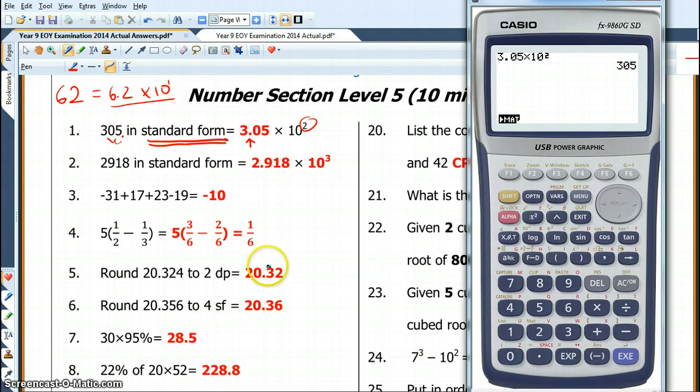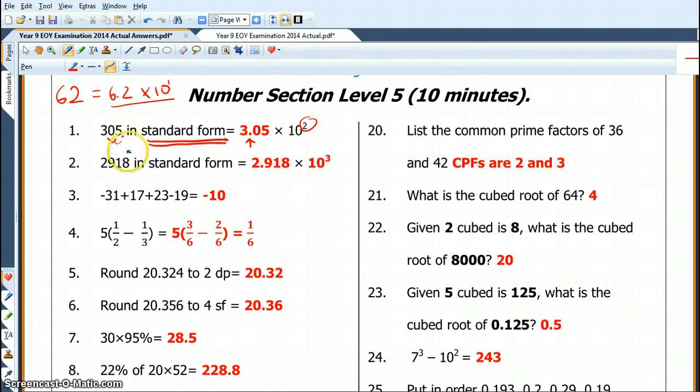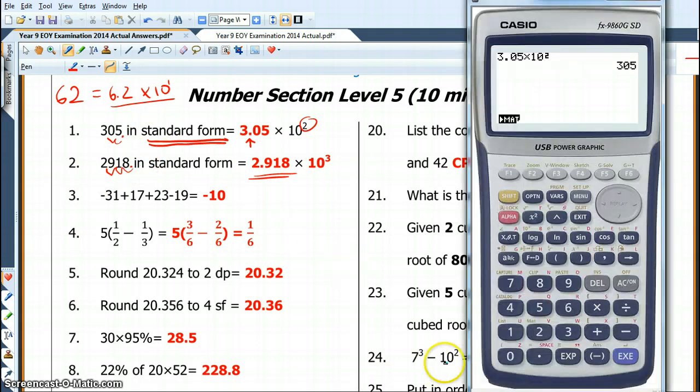Okay? Now this one here, in standard form, the decimal point's here, because if it's not written, it's always there. And it's 1, 2, 3 to get it to there. So for this number, I've got to times it by 10 to the power of 3 to get back to there. Does that make sense? And again, to prove I'm right, I can go 2.918 times 10 to the power of 3, and I get my 2918. Okay, so that's standard form.